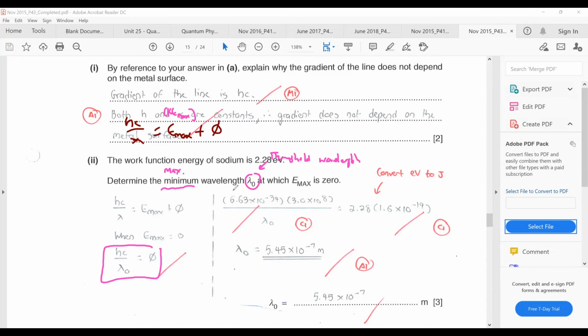So sub in your values. 6.63 times 10 power minus 34 times 3 times 10 power 8, over lambda naught, equals 2.28 times 1.6 times 10 power minus 19 joules. Remember to convert your eV to joules. 1 eV is 1.6 times 10 power minus 19 joules. And you get your answer. The threshold wavelength is 5.45 times 10 power minus 7.